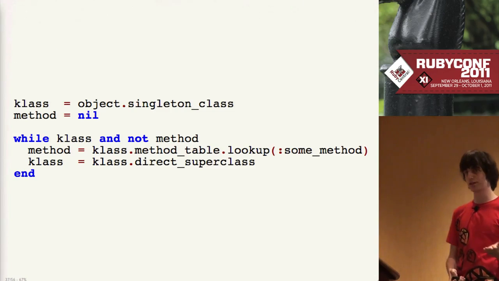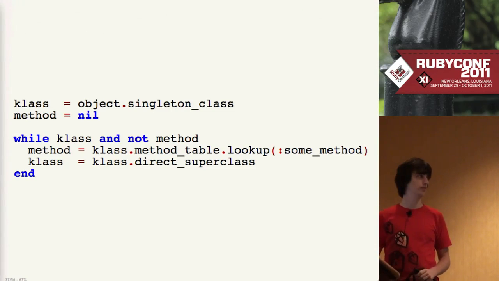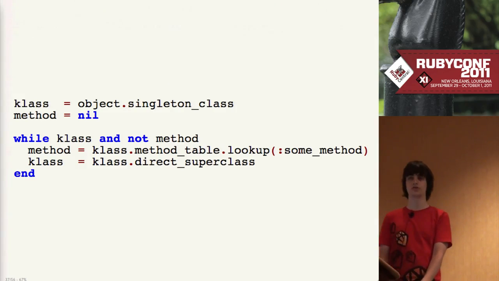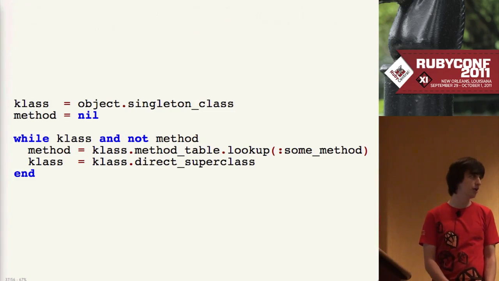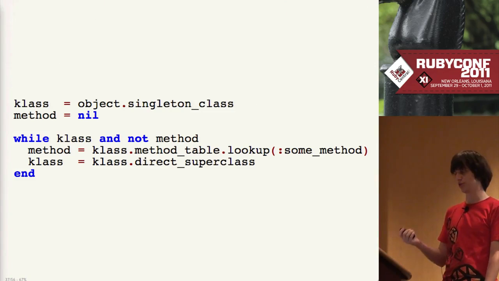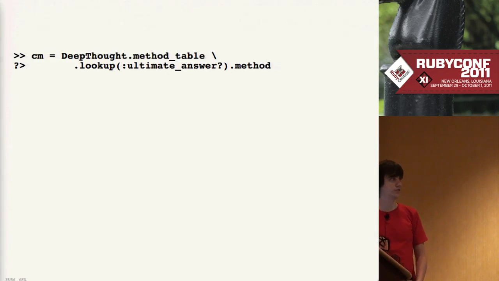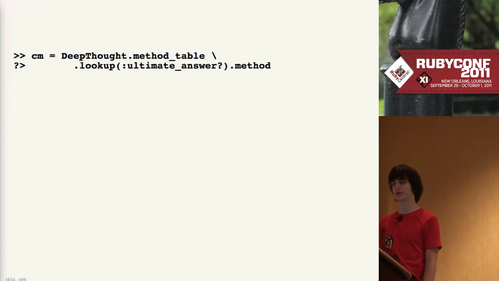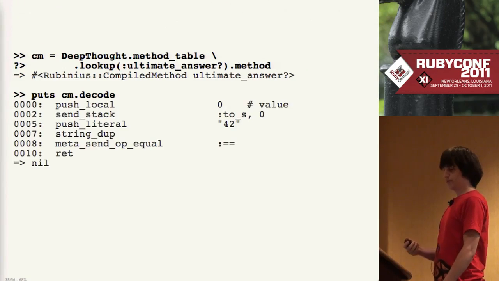And this is basically the same lookup logic I showed you, just implemented in Ruby. Note that we have to use direct superclass down there to make sure we're also dispatching through all the included modules. And if you get hold of that compiled method object, you can do some fun things with that. But first we have to get hold of it with the lookup method, and then that will only give us the bucket. So we have to ask for the compiled method, and we'll get a compiled method object. And we can decode that to take a look at the bytecode.